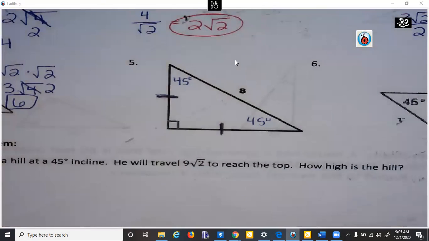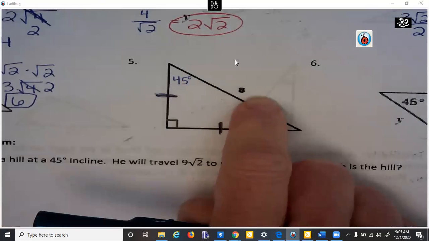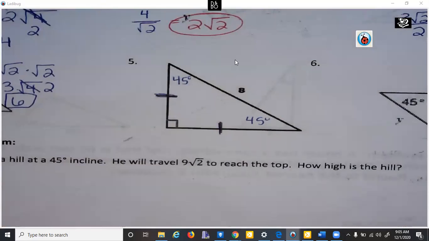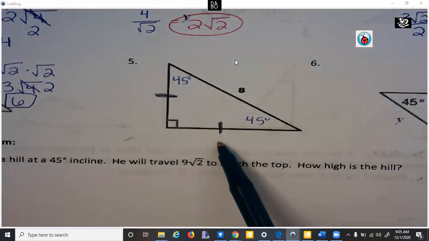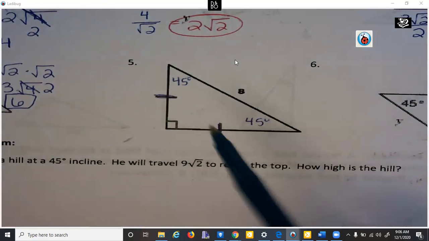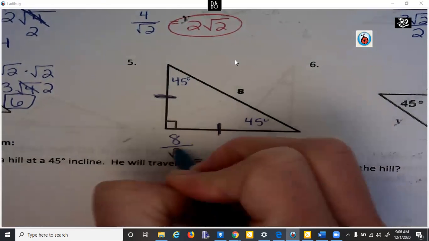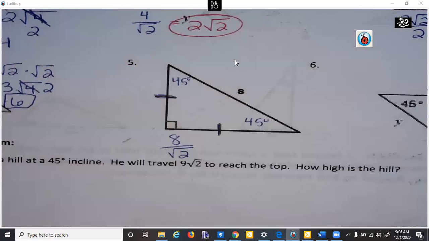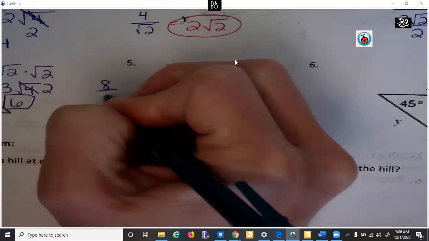Okay, is 8 a leg or a hypotenuse? Hypotenuse, very good. 8 is the hypotenuse. How do I get one of the legs? Do I multiply or divide to get to a leg? Divide, because the legs are smaller. Okay, so I'm going to do 8 divided by square root 2. And that's going to be the same for this one too.